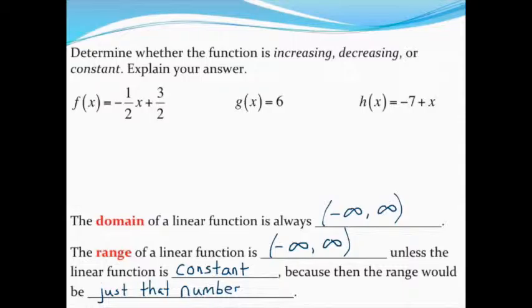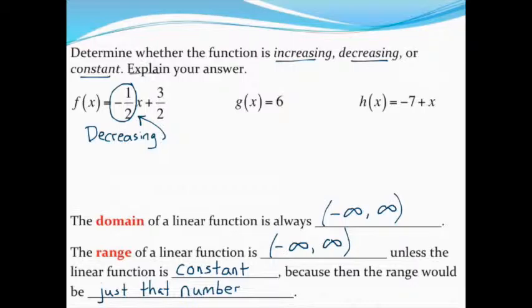To tell if a linear function is either increasing, decreasing, or constant, I don't even need to graph it. All I need to do is look at what the slope of that line is. So if I'm in slope-intercept form like these are, I can just take a look at my slope, and since I have a negative slope, that tells me that my line is decreasing. I could graph it if I wanted to, but there's no need to. With a negative slope, I know my line is decreasing.